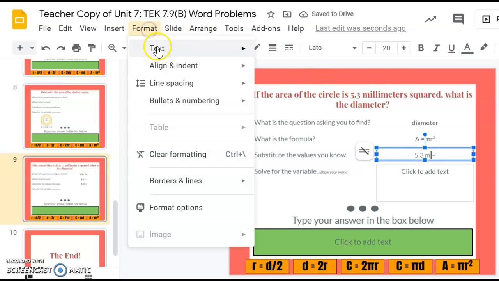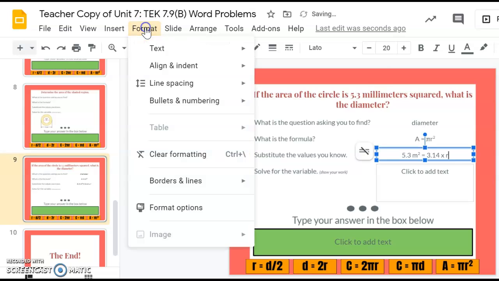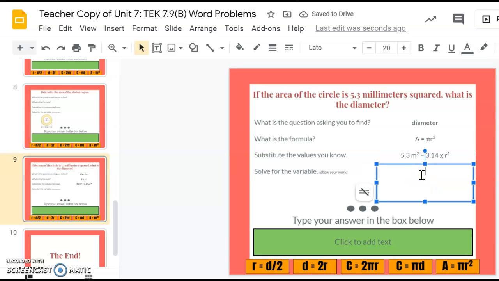So Format, Text. The reason I'm doing that is so you understand what we're going to be doing later. Equals pi, which is 3.14, times my radius squared. So I need to go to Format, Text, Superscript, there. The reason why I have that on both sides is so you can see what we're going to do, and I can do it with my calculator here, so that way you'll be able to see it.